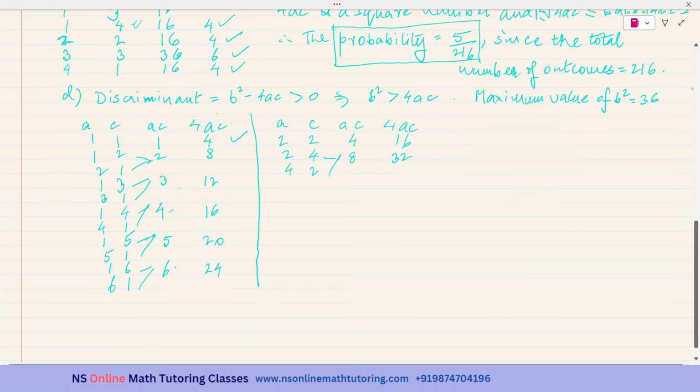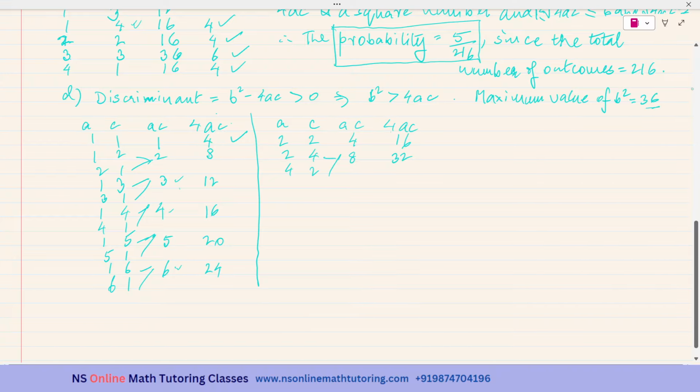If you take 3, 3 and 1 is 3. I have got the product as 3. So I'll not be testing that again. 3 times 2 is 6. I have got the product as 6. 3 times 3 is 9. 9 times 4 is 36.